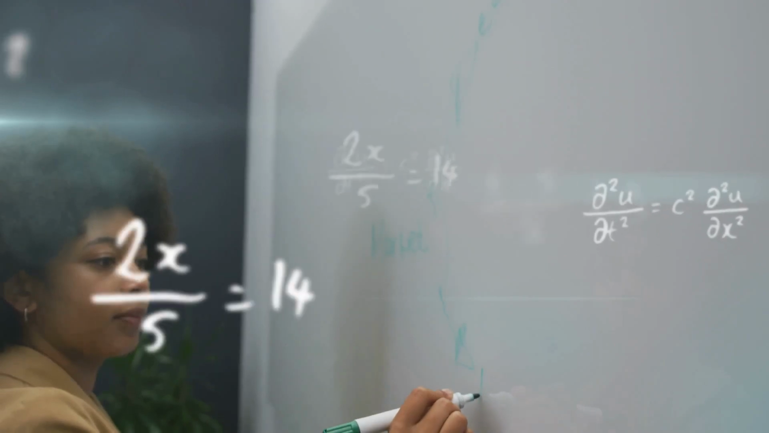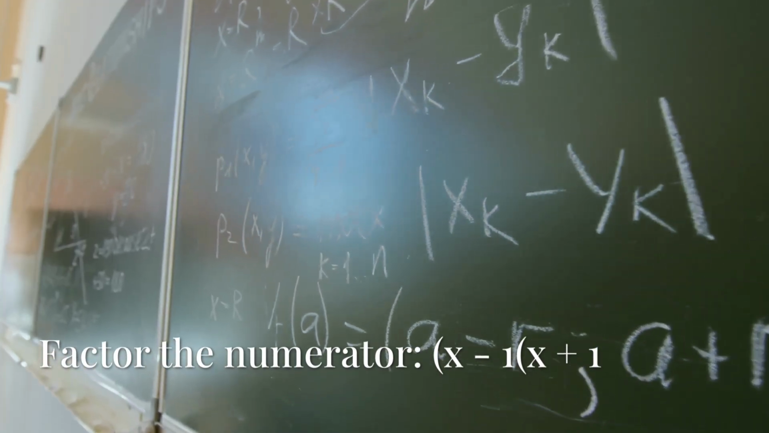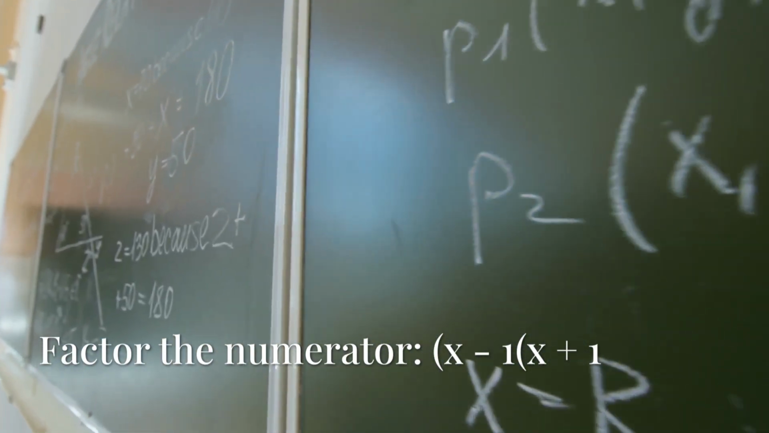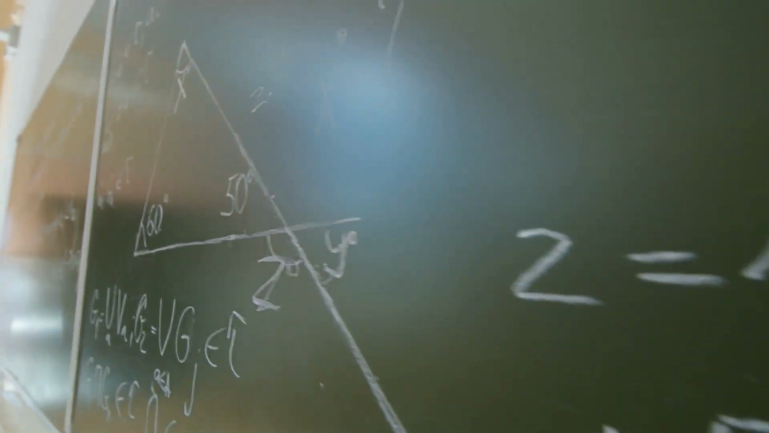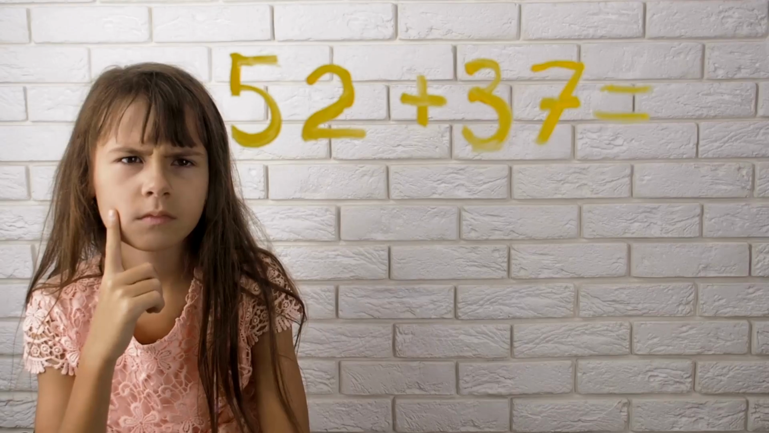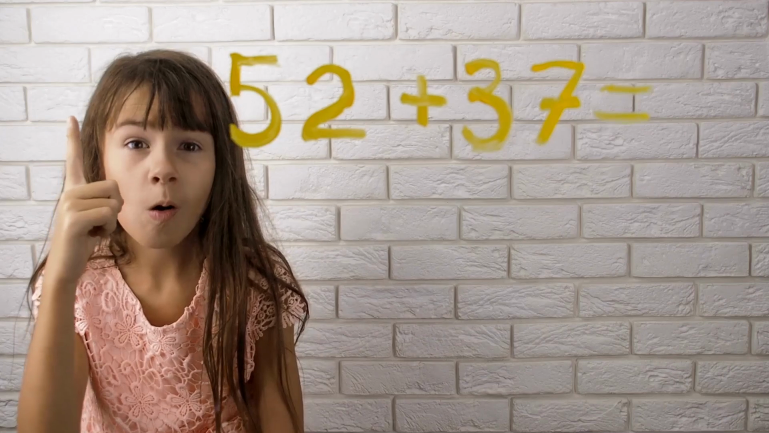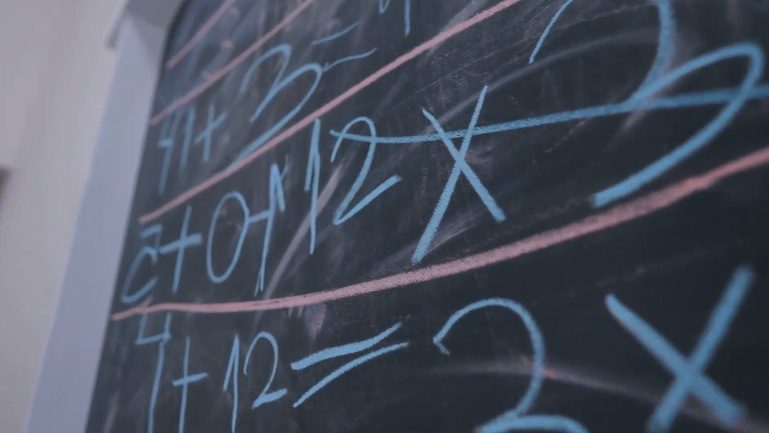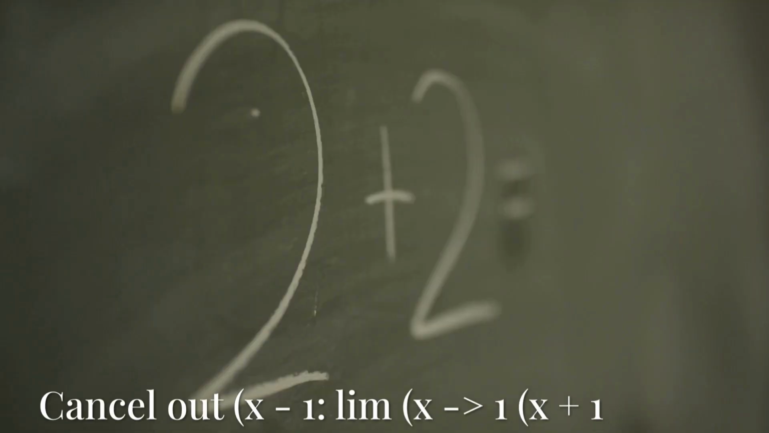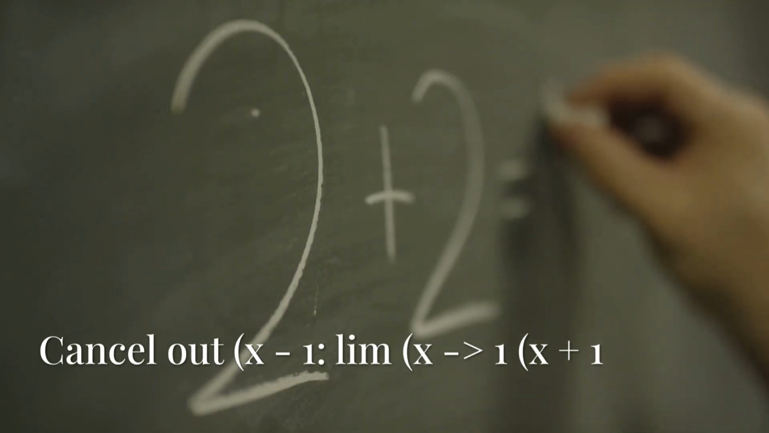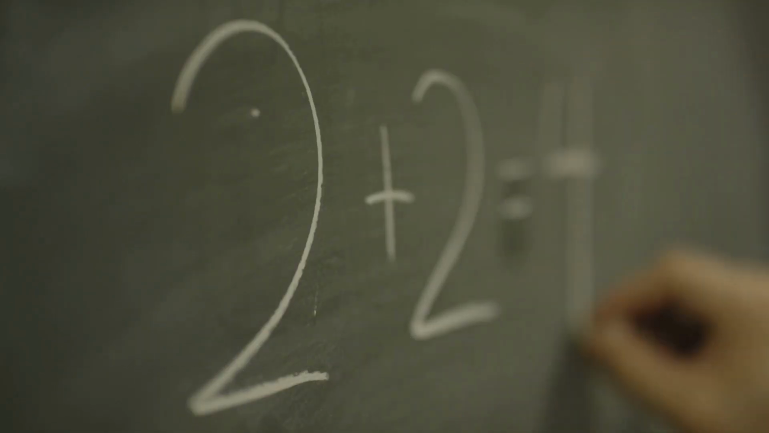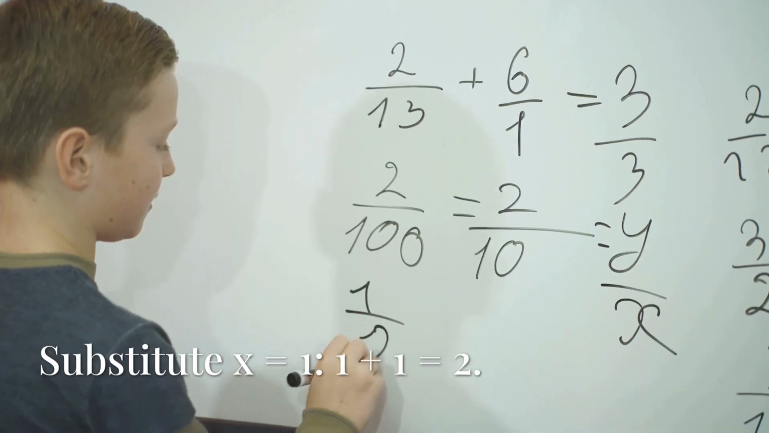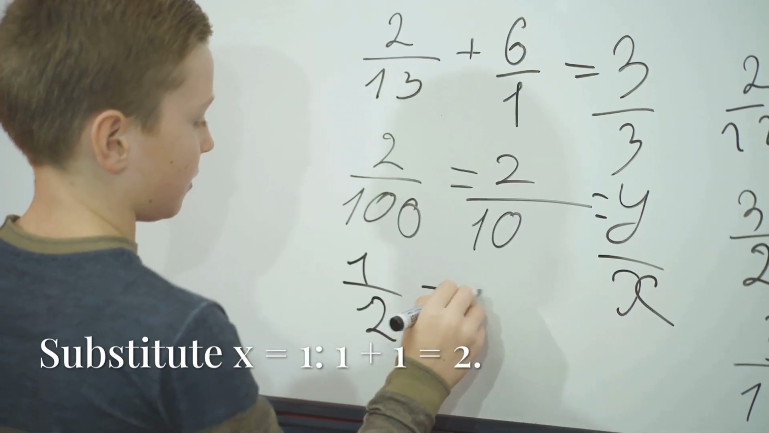Let's illustrate these methods with an example. Suppose we want to find the limit of x squared minus 1 divided by x minus 1 as x approaches 1. If we directly substitute x equals 1, we end up with 0 divided by 0. However, we can factor the numerator as x minus 1 times x plus 1. Now the x minus 1 terms cancel out, leaving us with the limit of x plus 1 as x approaches 1. Substituting x equals 1, we find the limit is 2.